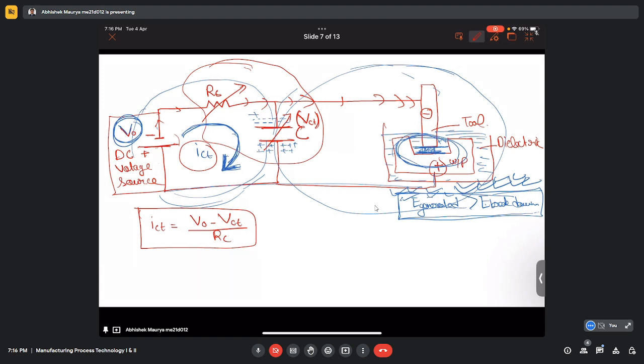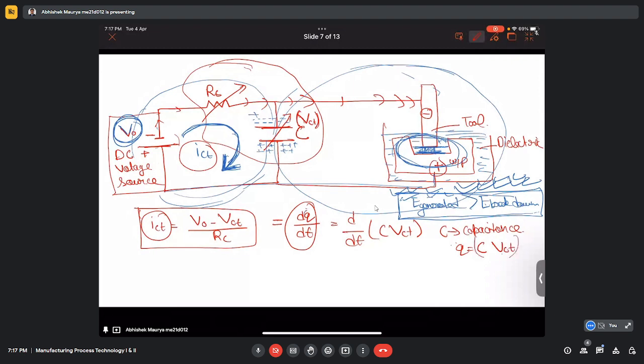Also, current is nothing but the rate of transfer of charge, dq by dt, and this is the same as C dVCT by dt, where C is the capacitance. So this current I have written like dq by dt, and this q is nothing but, q is equal to what? Capacitance times voltage across the capacitor. Okay, so this Q I have written like this. Okay, so this is the equation for the current.